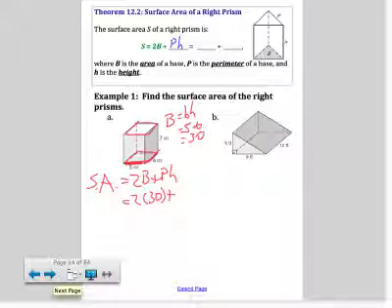Let's see here. I'm going to use a different color here. Perimeter would be 5 plus 6. That's 11, plus 5 is 16, plus 6 is 22. So 22. And then the height, right?